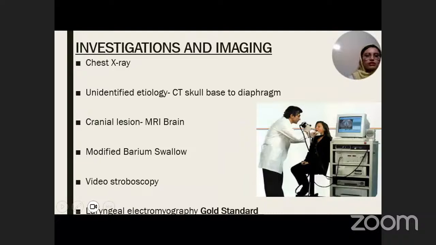Next, investigation and imaging. It includes chest X-ray, which rules out any lung lesions. In case of unidentified etiology, CT from skull base to diaphragm is recommended. If you are suspecting any cranial lesions, MRI brain is recommended. Modified barium swallow is done in cases of aspiration. Video stroboscopy is done to see the structure and movements of the vocal cord. Laryngeal electromyography is an ideal test to assess the neural integrity of the larynx.